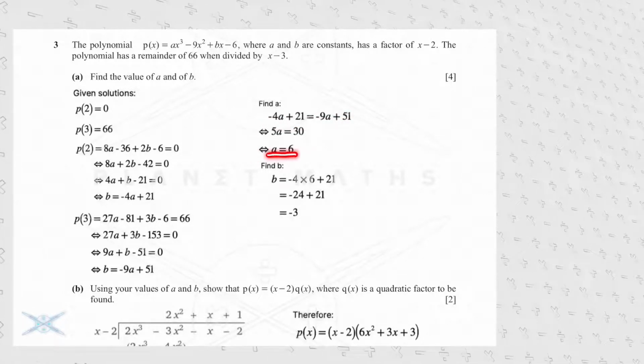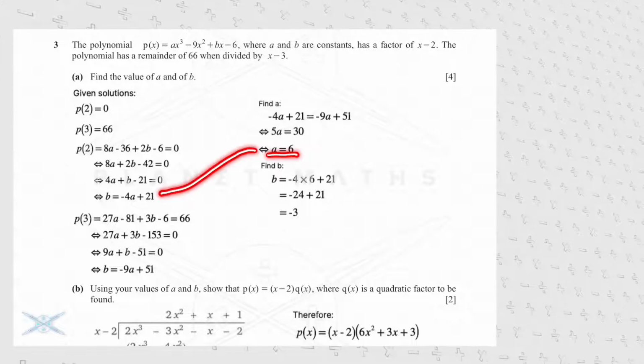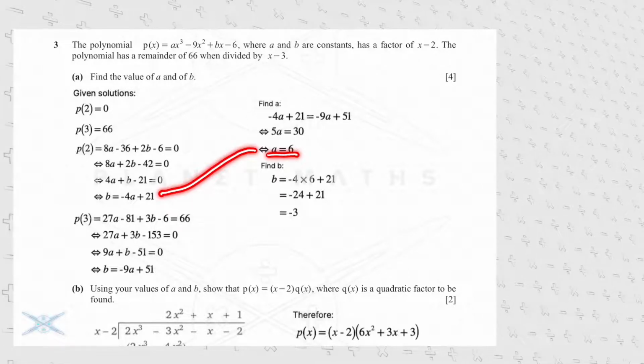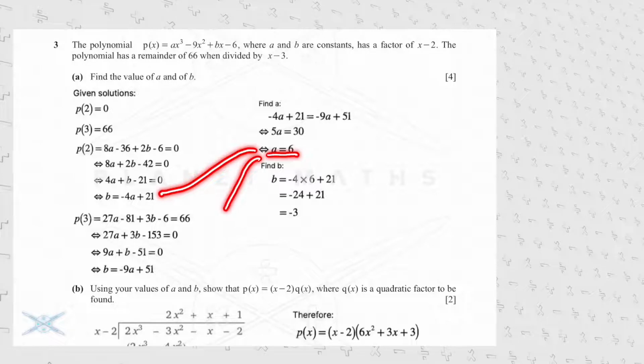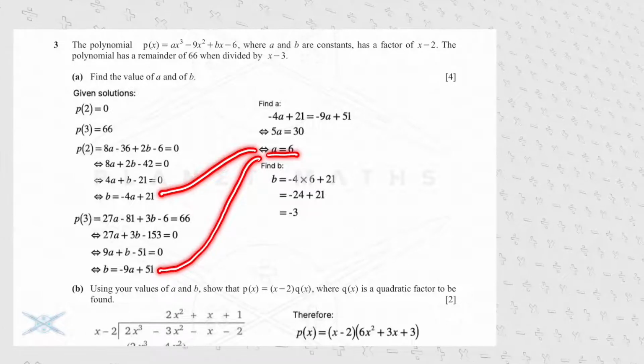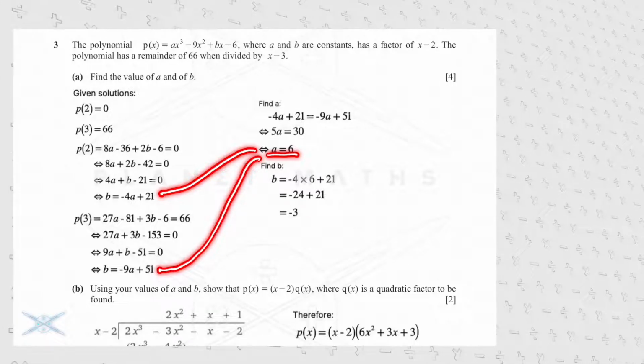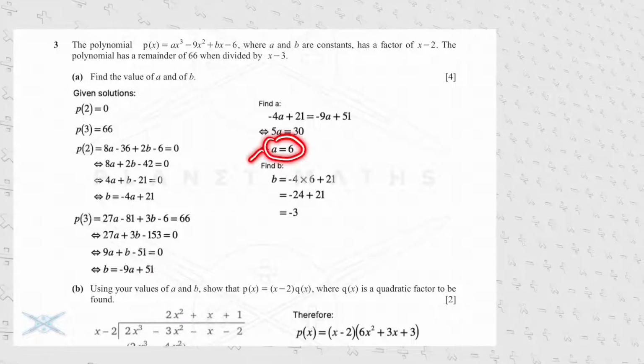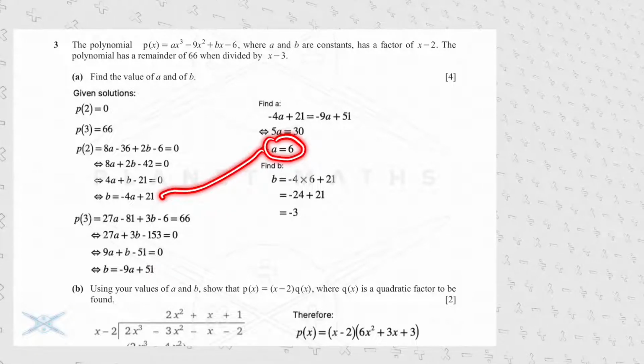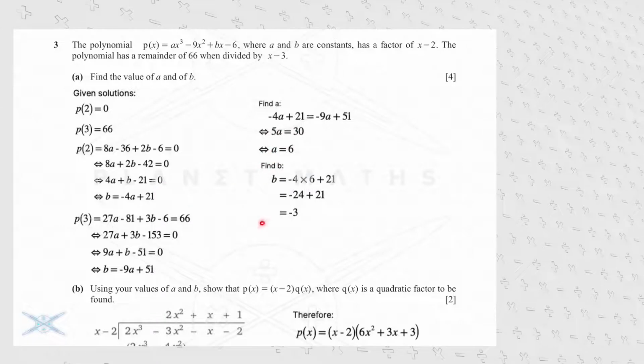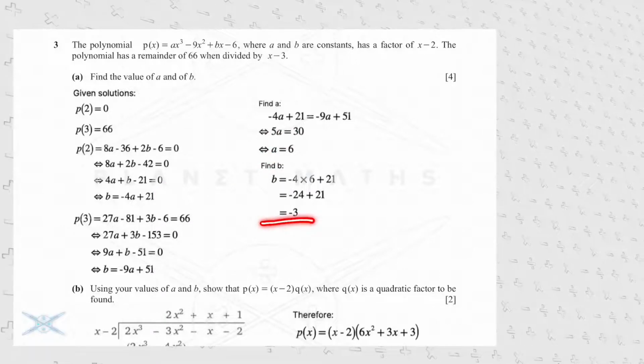This value can then either be inserted into the equation that was derived for p of 2, but it could equally be done by replacing a in the equation that we have received for p of 3. In this case, I've done it for the former, and after having substituted a for 6, I came to the conclusion that the value for b equals -3.